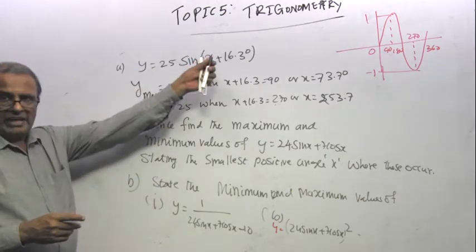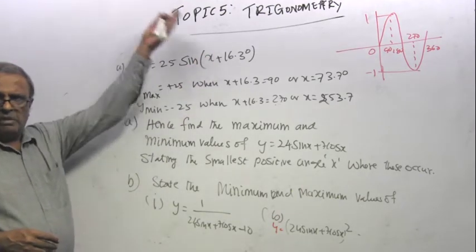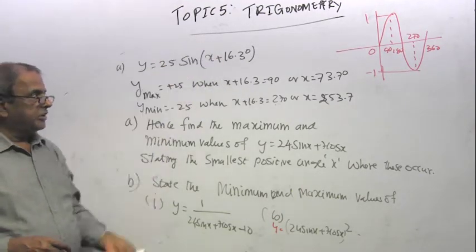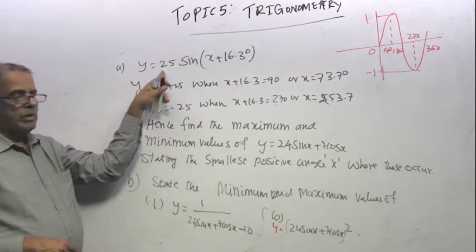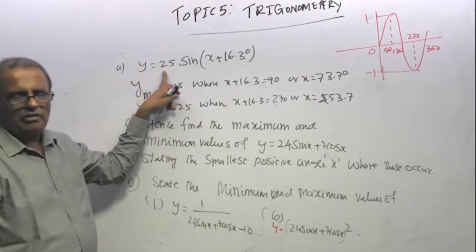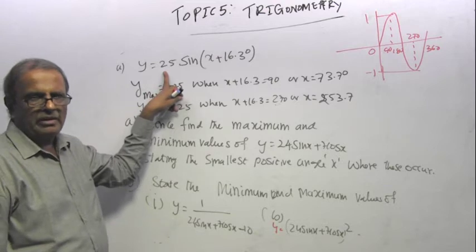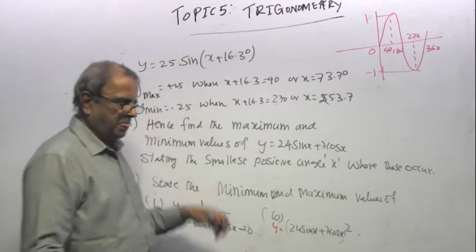So draw a sine graph, pick where it's going to be maximum or minimum, and equate the angle to those angles. If it's sine or cos, it will always be plus or minus 25, maximum or minimum.